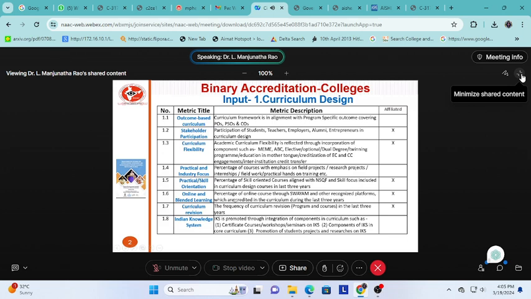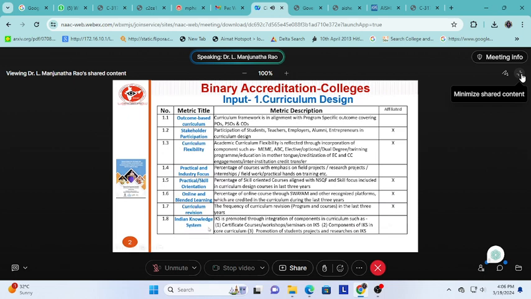3 years. Next, online and blended learning. Percentage of online courses through Swayam and other recognized platforms. That means how many courses are offered through Swayam and online platforms, which is applicable only for the autonomous colleges. Curriculum revision, that is the frequency of the curriculum revision. This is applicable only for the autonomous colleges.